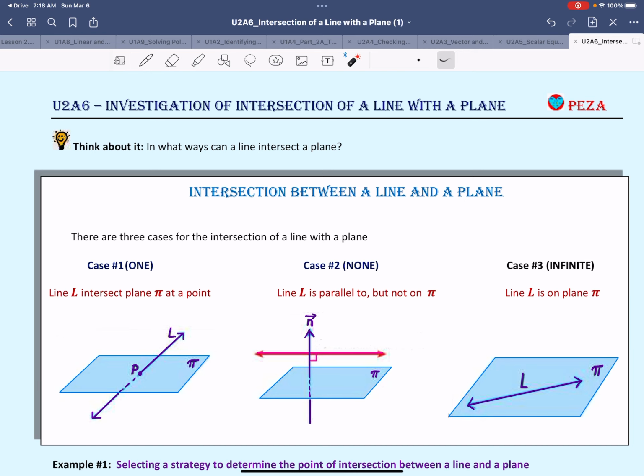Case number 1 is when the line goes through the plane. In this case, there will be one point of intersection. Case number 2 is when the line is parallel to the plane, which means that there will be no points of intersection. And case number 3 is when the line lies flat on the plane, which means that there will be an infinite number of points of intersection.